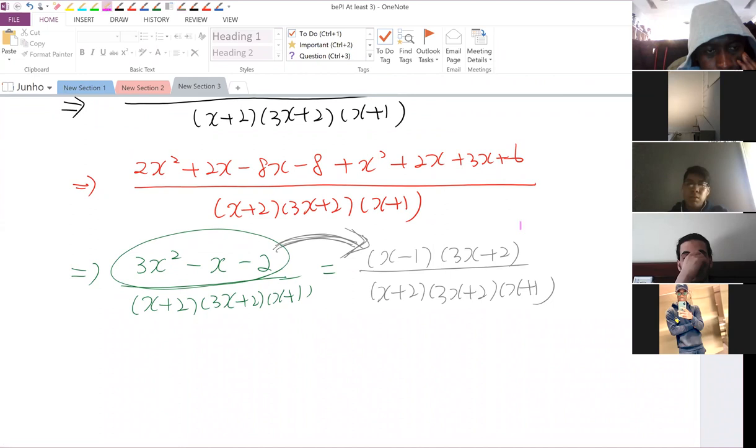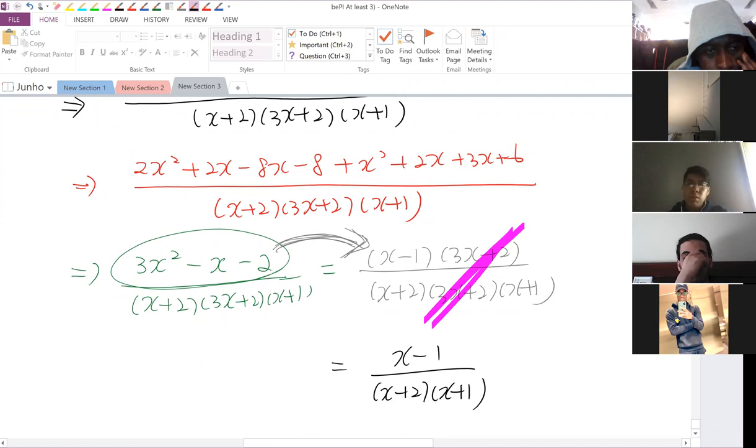Now, simplify the common factor, then the answer becomes x minus 1 over x plus 2 and x plus 1. So if you have this answer, then that's the correct answer, I guess. Okay. Now, error.